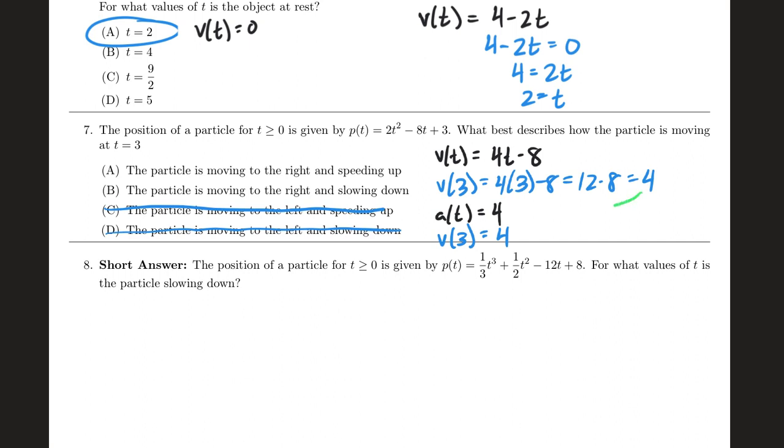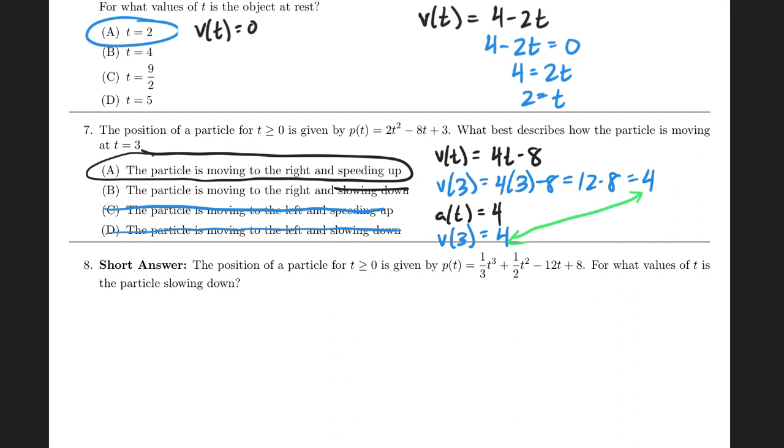And remember, if your velocity and your acceleration have the same sign, they're both positive, then it's speeding up. So my final answer is going to be A, because I know it's not slowing down. If I got -4, then the velocity and acceleration would be different, but they're the same, both positive, so that means I'm speeding up.